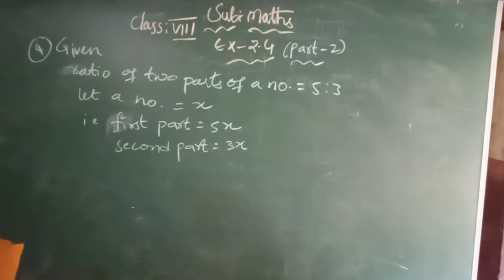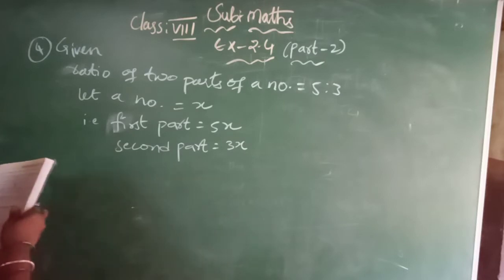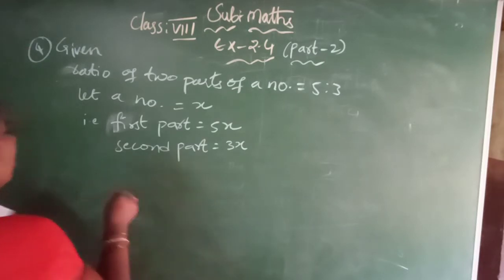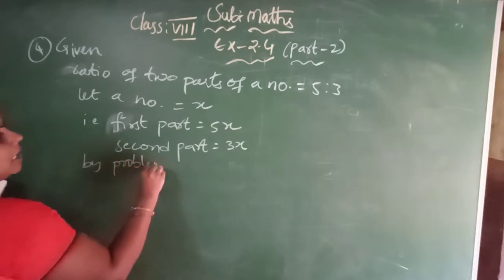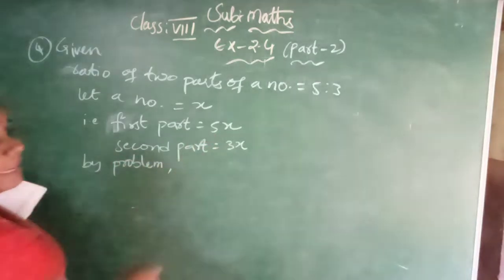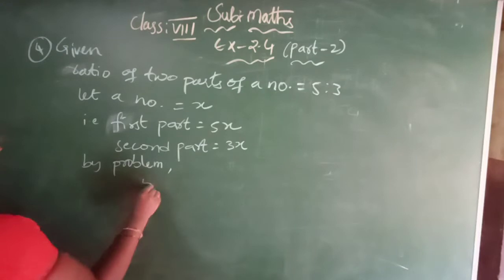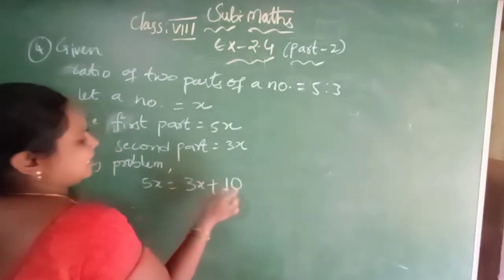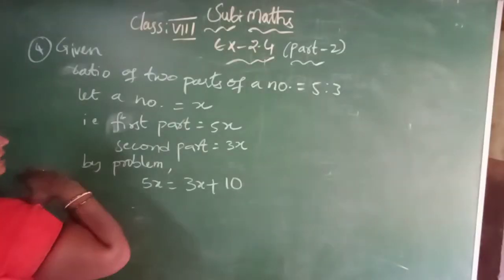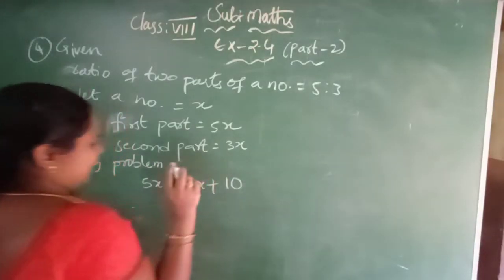One part is 10 more than the other. So according to the problem, one part is 10 more than the other. That means the first part is equal to the second part plus 10. More than means plus 10. So 5x is equal to 3x plus 10.